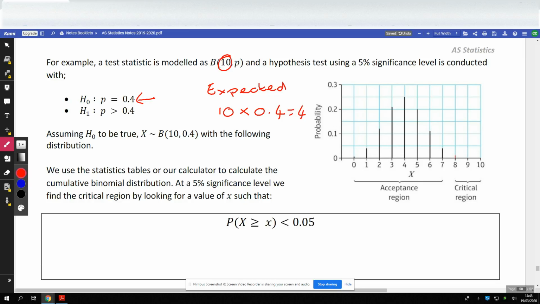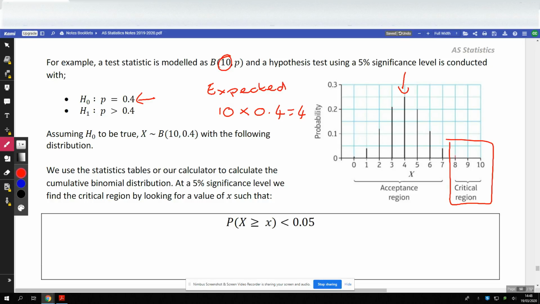And what happens on the graph when you multiply those together, the expected value, that is the peak of the binomial distribution, because that is the most likely to happen. So these lines here are all representing the probability. The critical region then, if we have a look at it in this diagram, it's been highlighted to be 8, 9, 10, and I'll show you how to find that in a minute.